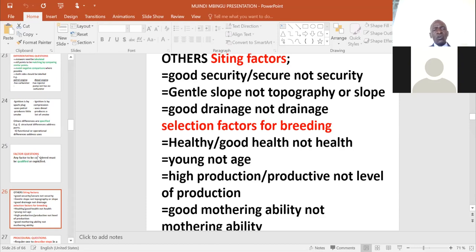Now, factors on selection for breeding include health, production, mothering ability, among others. But as I've said, you must qualify healthy, or the animal should have good health. The animal should be a high producer of milk if the intention is to keep dairy animals, or the animal should be productive. Don't just say level of production is considered. Now assume that you're addressing a layman who has never been into an agriculture class. They have asked you, what factors should I consider?